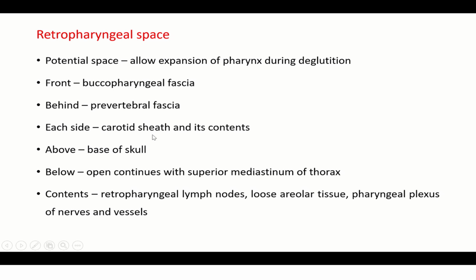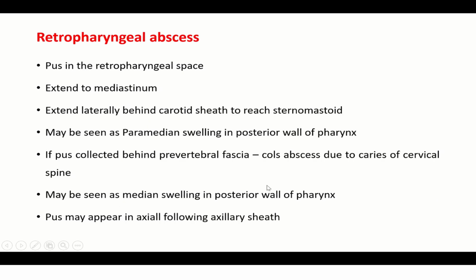On each side, carotid sheath and its contents. Above, it is the base of the skull. Below, it is open, continuing with the superior mediastinum of the thorax. The contents are retropharyngeal lymph nodes, loose areolar tissue, and pharyngeal plexus of nerves and vessels.